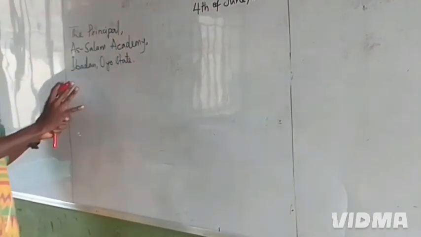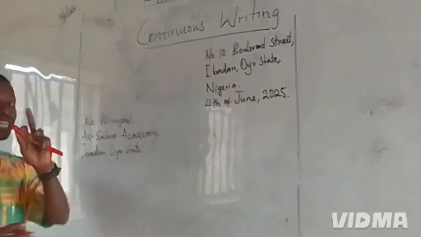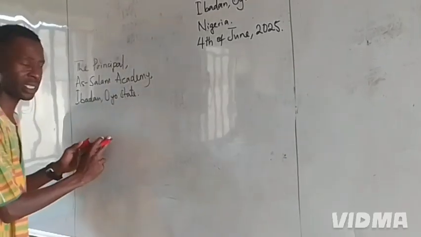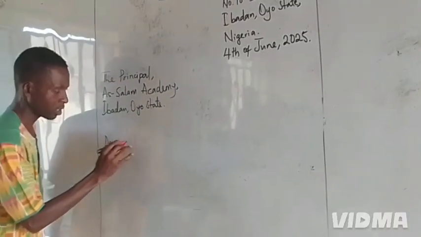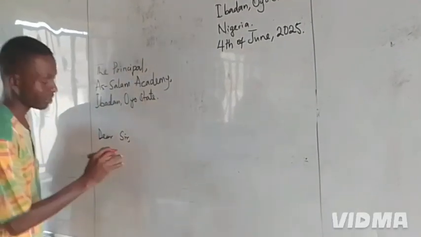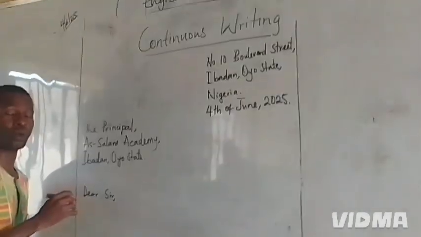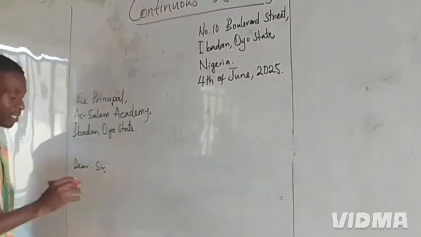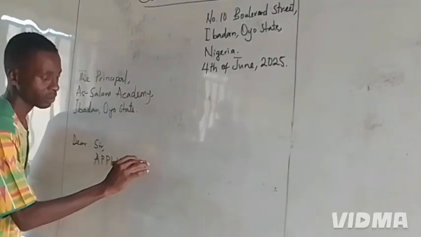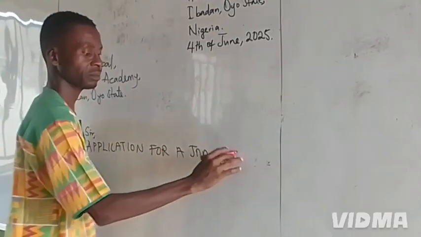Now, we are having two addresses in a formal letter. So that makes it different from informal letter. The next thing, you are going to leave one space in your note or two spaces. Then you write dear sir or dear madam. Then the reason, it must have a topic. Just like we have in the titles of essays, debates, and articles. Dear sir, application for a job of a teacher.